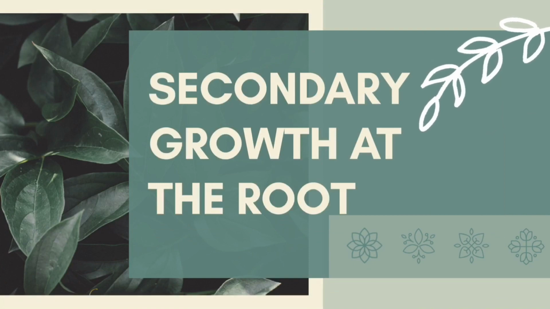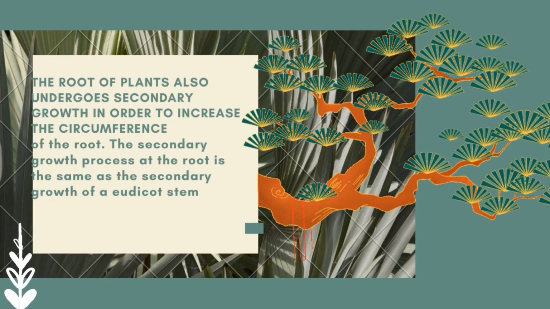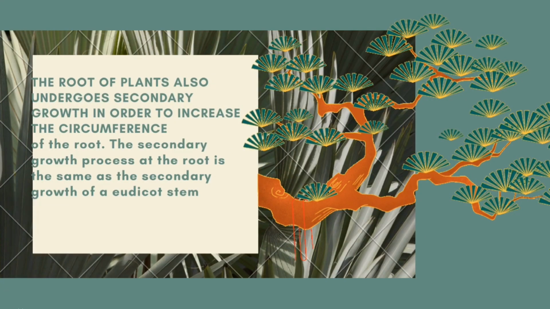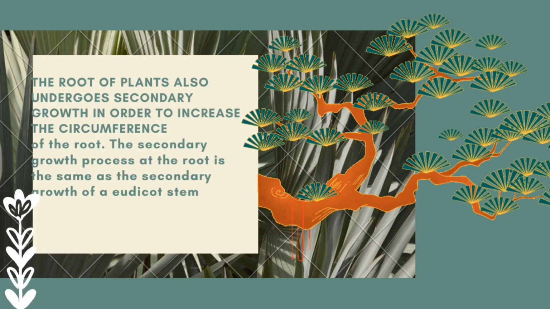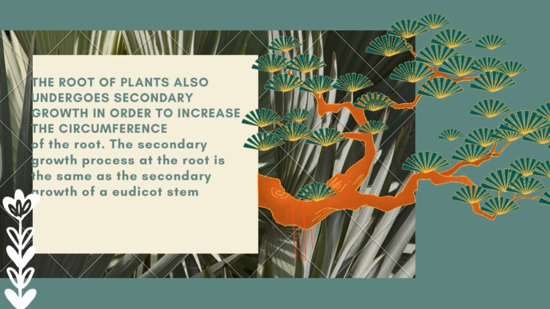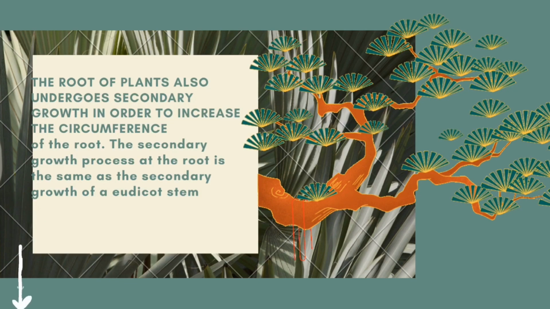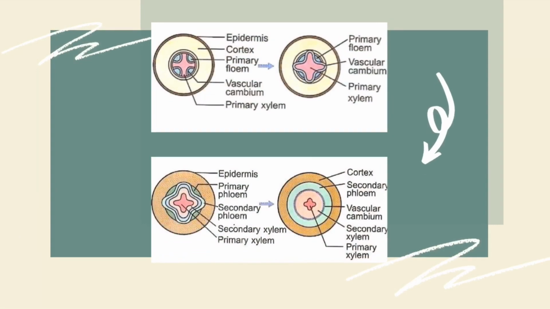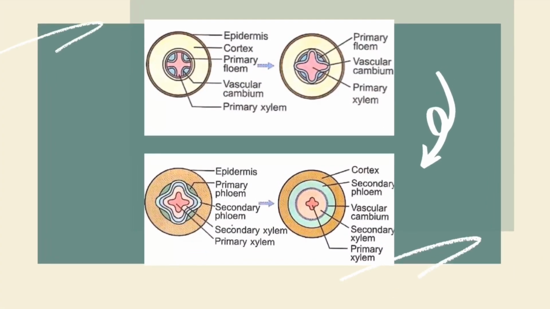Secondary growth at the root. The root of plants also undergoes secondary growth in order to increase the circumference of the root. The secondary growth process at the root is the same as the secondary growth of a eudicot stem. The figure shows the secondary growth at the root.